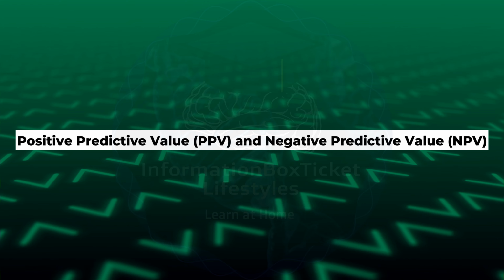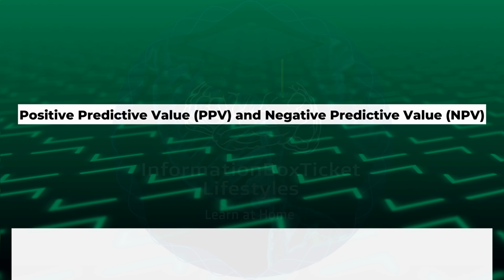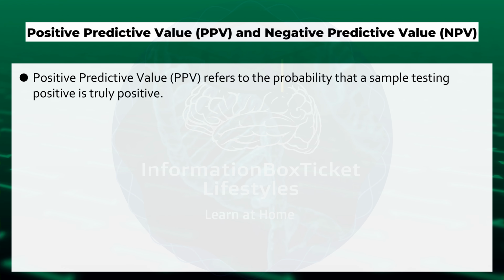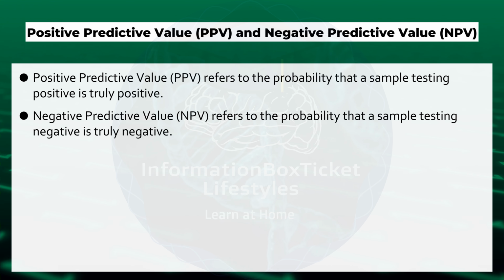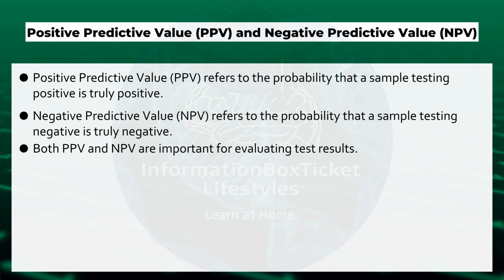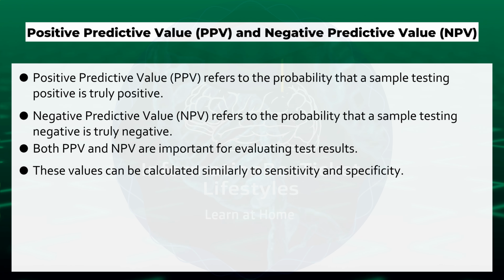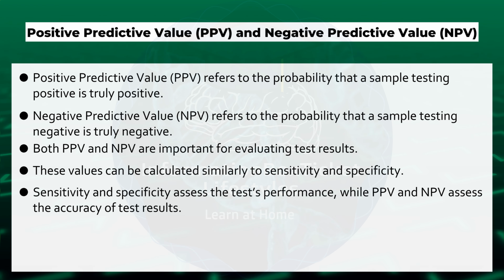Positive predictive value and negative predictive value. Positive predictive value refers to the probability that a sample testing positive is truly positive. Negative predictive value refers to the probability that a sample testing negative is truly negative. Both PPV and NPV are important for evaluating test results. These values can be calculated similarly to sensitivity and specificity. Sensitivity and specificity assess the test's performance, while PPV and NPV assess the accuracy of test results.